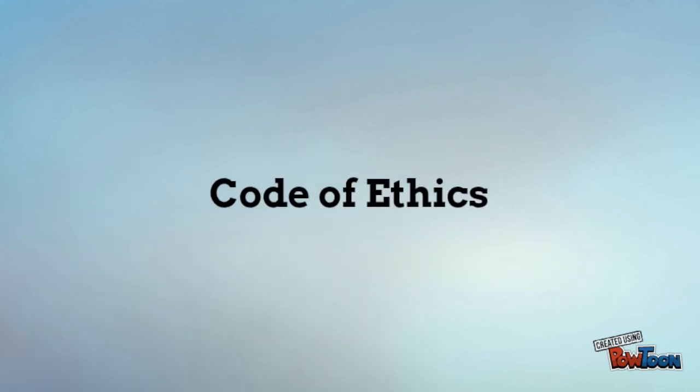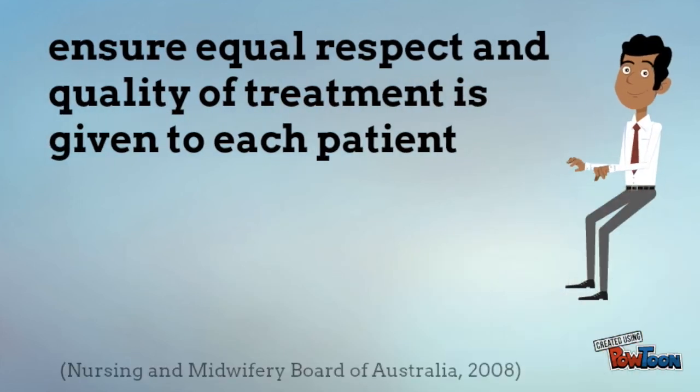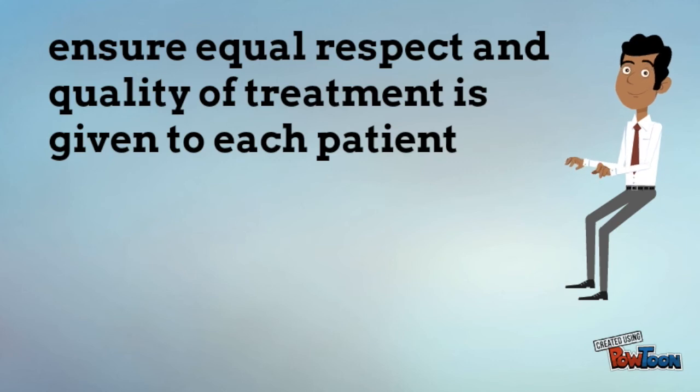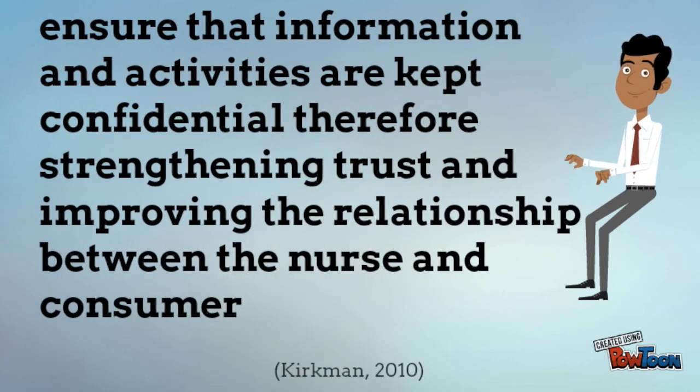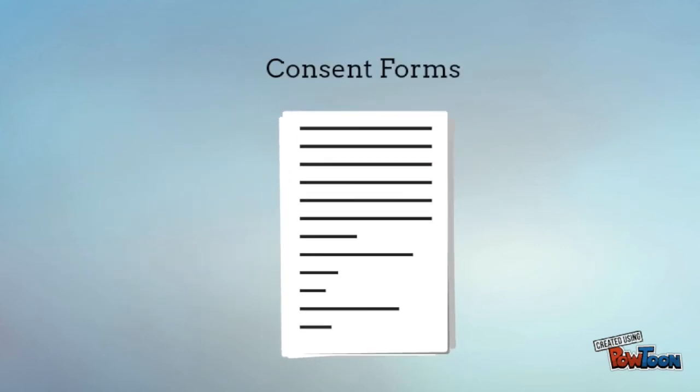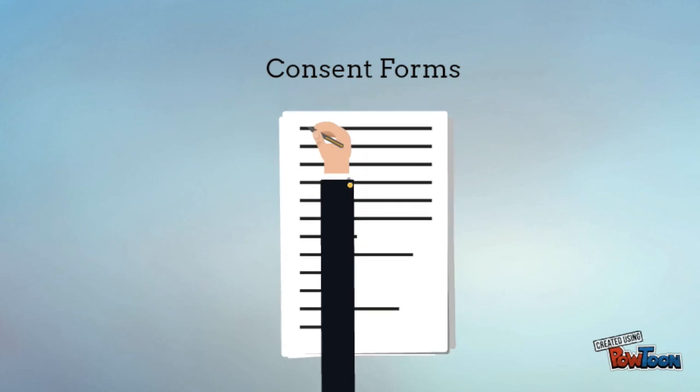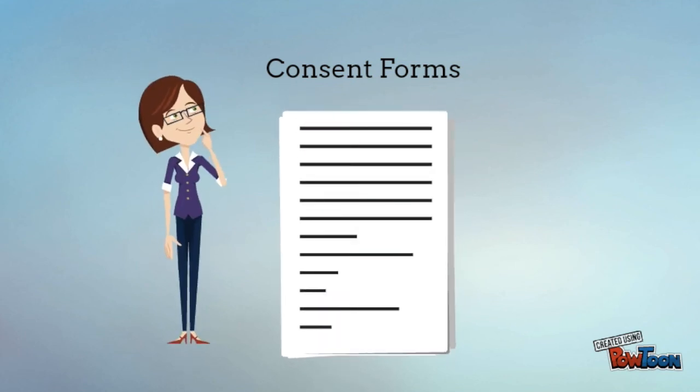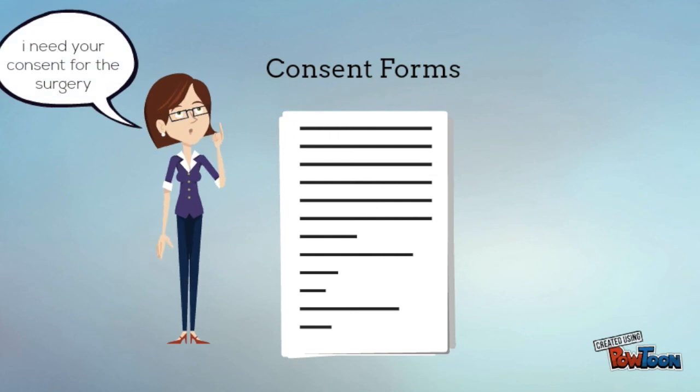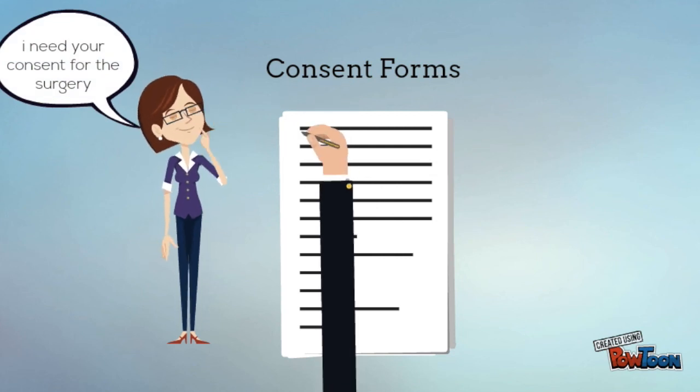The Code of Ethics for Nurses in Australia has been developed to ensure equal respect and quality of treatment is given to each patient. Other regulations in the healthcare system ensure that information and activities are kept confidential, therefore strengthening trust and improving the relationship between nurse and the consumer. Another important policy, not only reserved specifically for nurses, is obtaining consent from patients. Consent for all activities and procedures allows individuals to make informed choices, which not only considers their physical well-being, but tends to recognise patients' emotional state too.